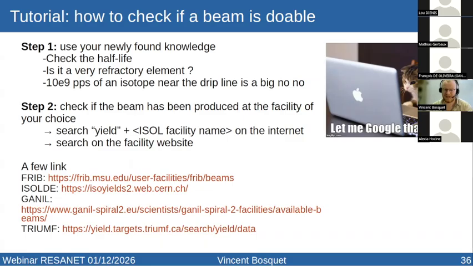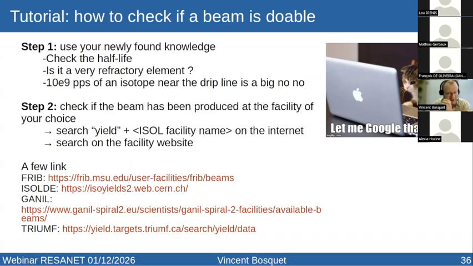The second thing to check is its chemical property. Is it a very refractory element? Because if it is, it might be very complicated to produce it. And then you could also think about the nuclear production cross-section. If you want 10 to the 9 particles per second of an isotope that is near the drip line, usually it won't be doable. And the second step is to check if the beam has been produced or could be produced at the facility of your choice.